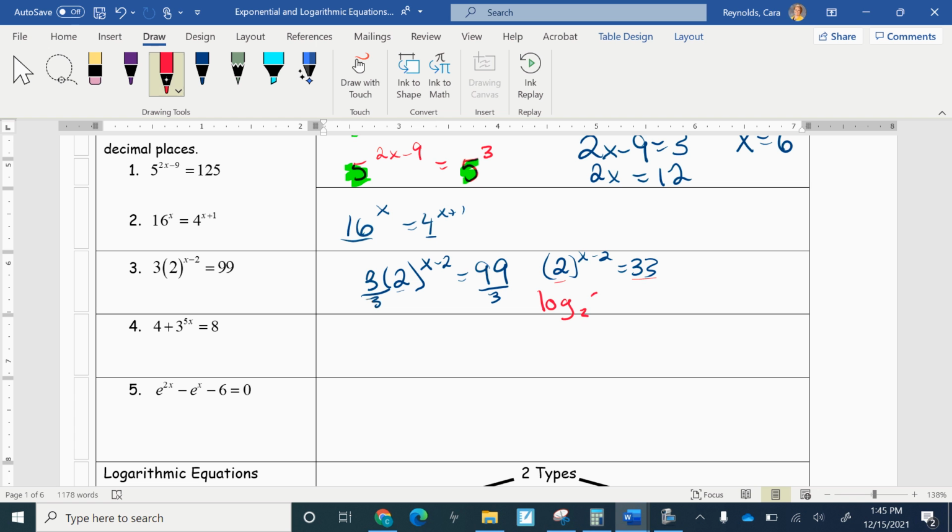So log base 2 of 33 is equal to x minus 2. Adding your 2 over, you get log base 2 of 33 plus 2 equals x. This is your exact answer here. We can't do anything else without using our calculator for that.